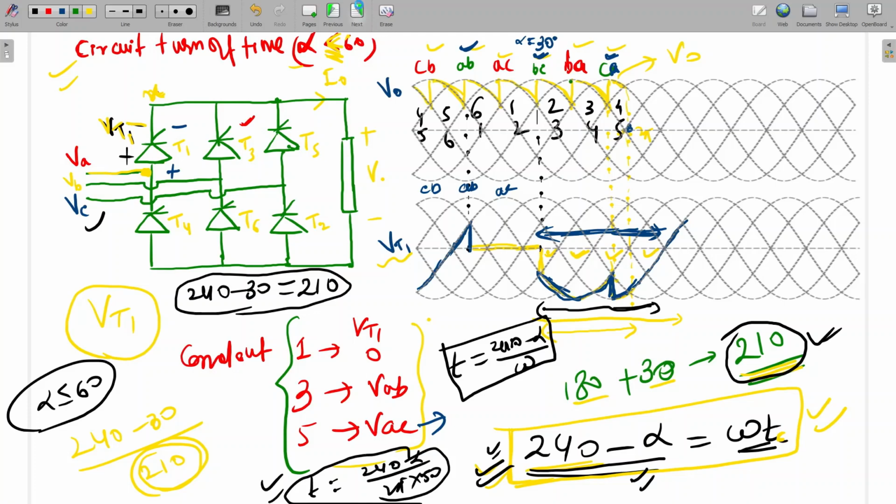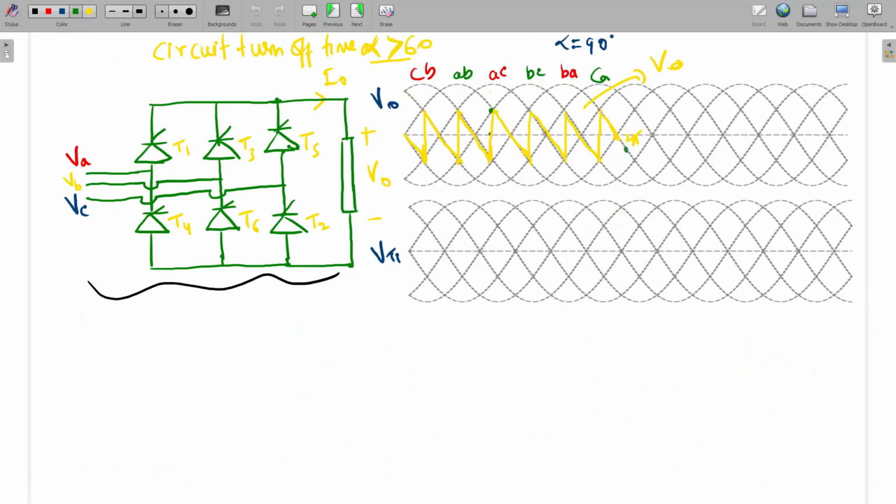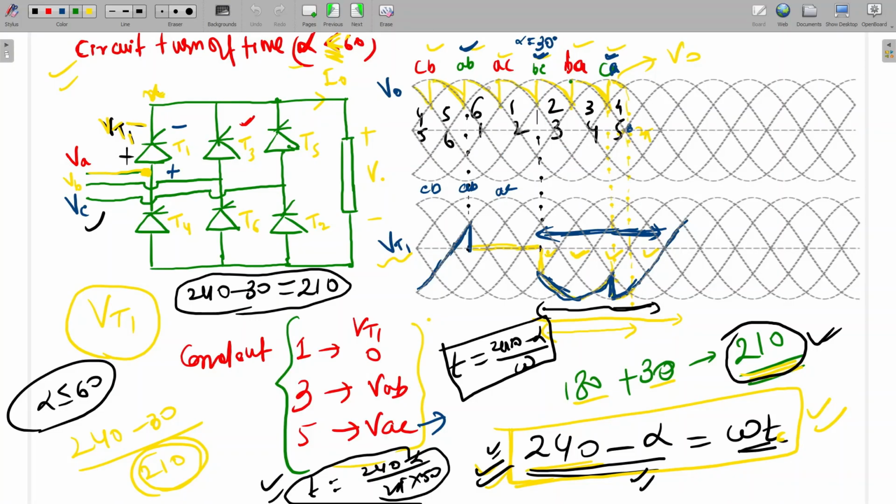So here, this is the output voltage, the yellow color waveform, for alpha equal to 90 degree. And this one is for alpha equal to 30 degree. So how are we measuring alpha? This is my reference point for VAB. The first waveform is VAB. After this point, 30 degree will come here. So here the AB waveform will start from here.